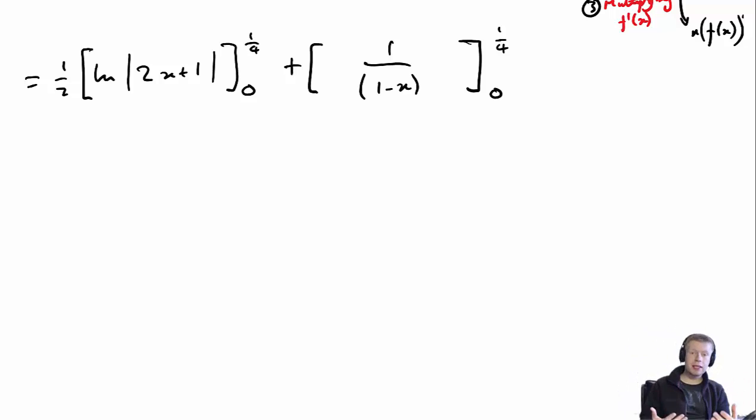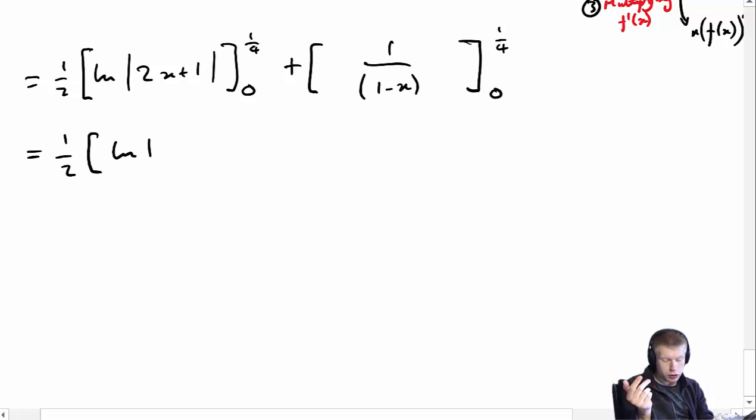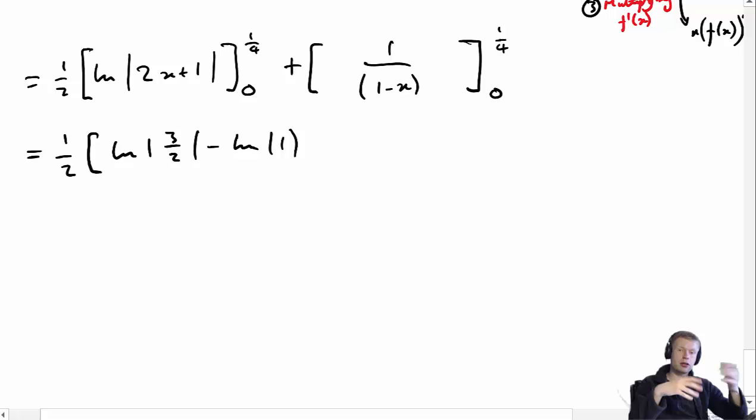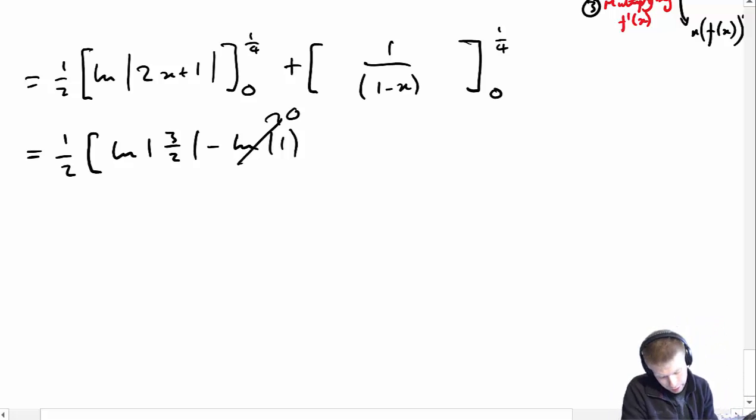So now it's just a case of putting the limits in, and then we're finally finished. So I've got a half natural logarithm of 2x plus 1. I put the quarter in first. 2 times a quarter is a half, plus 1, so that's 3 over 2. Then I need to put 0 in, so that's minus the natural logarithm of 2 times 0 plus 1, which is the natural logarithm of 1, which is just 0. Any logarithm of 1 is just 0.